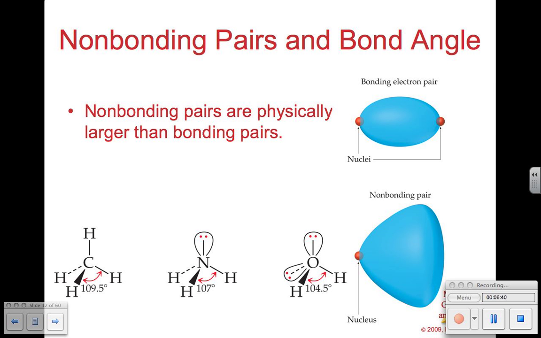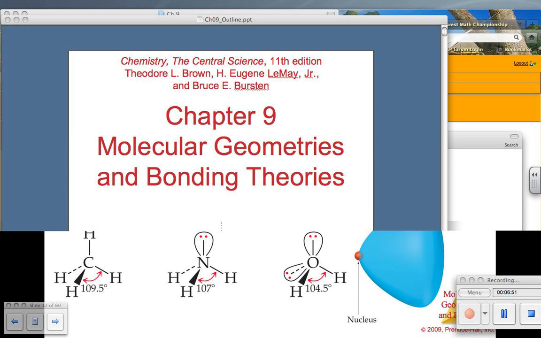And then an even greater, or smaller I should say, bond angle for a water molecule with those two lone pairs sitting out on the oxygen, because there's just a greater repulsion.